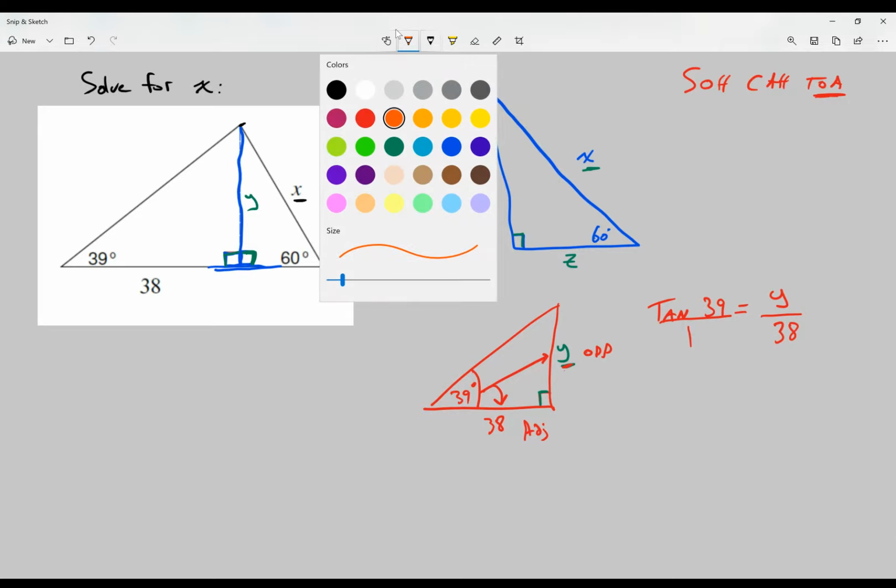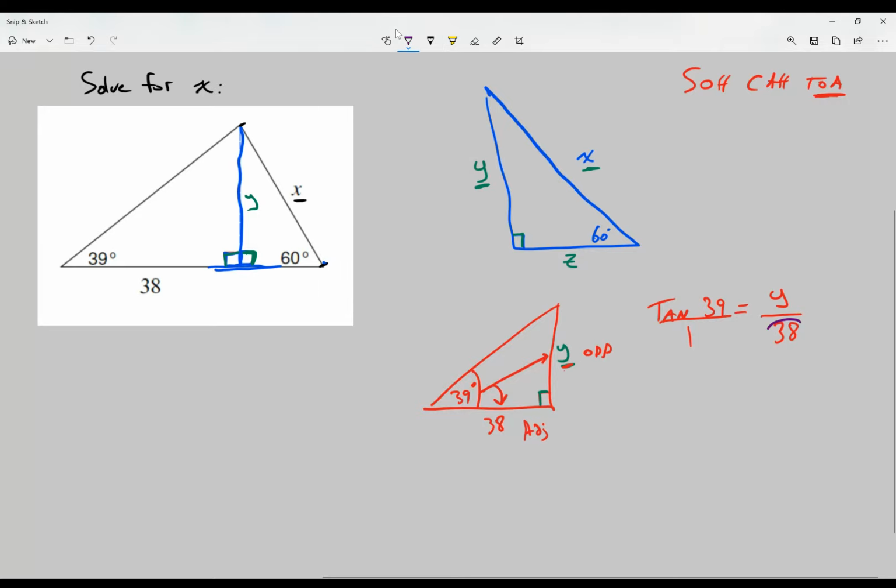Let's do a different color. How about purple? So I take 38, up and across, I multiply by the tan of 39, and then I divide by 1. So y will equal, I'm just going to actually do it on my calculator here, 38 times the tan of 39 divided by 1 doesn't really change anything.